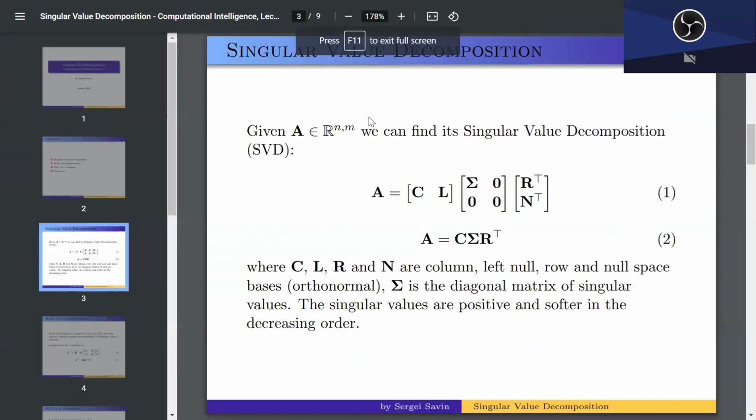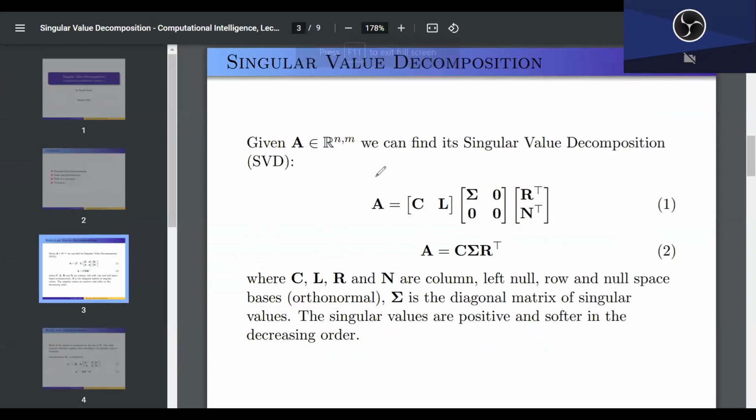Good. So I hope now this is a little bit more familiar when we look at it. Doesn't look as scary. Number of diagonal elements here is the rank. This is column space, left null space, row space, null space. That's it. Okay, let's move on and see how we can use it.